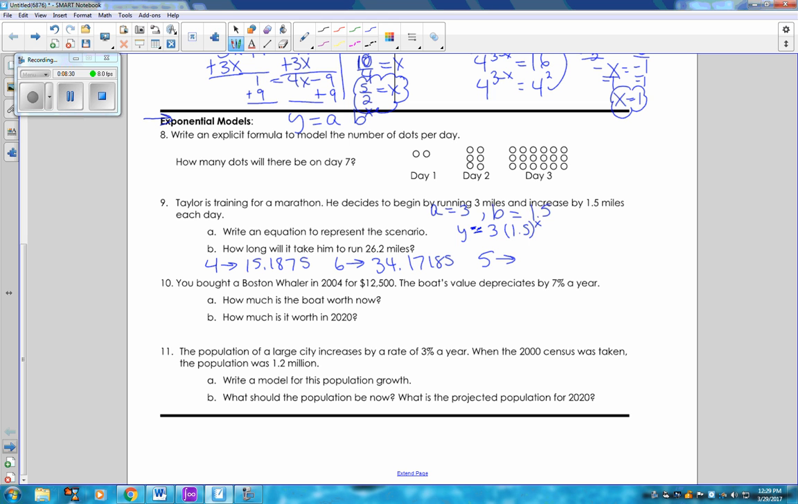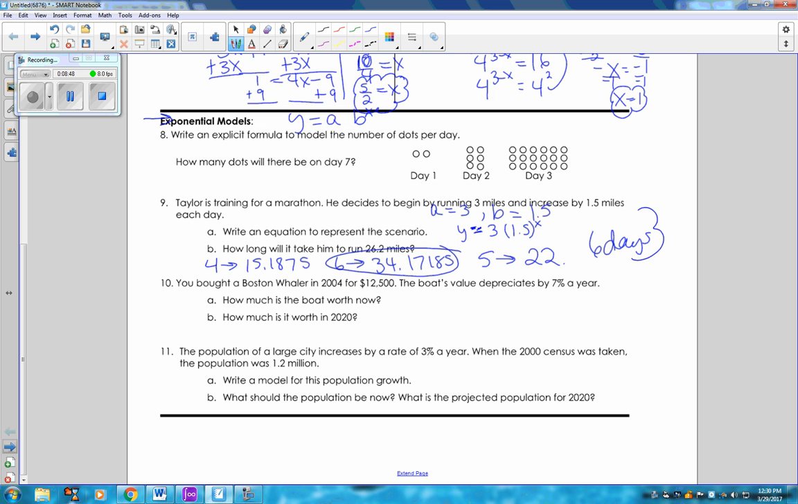3 times 1.5 raised to the fifth power gives me 22 point something. So to be able to run that, it has to be 6. So that is 6 days.